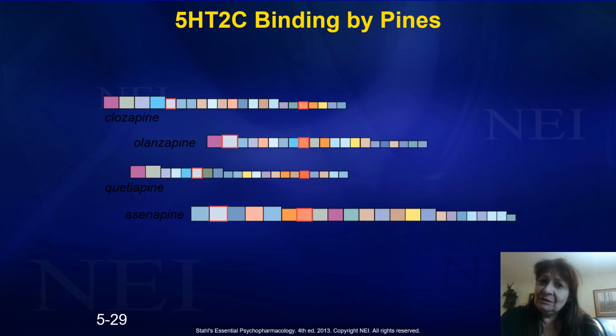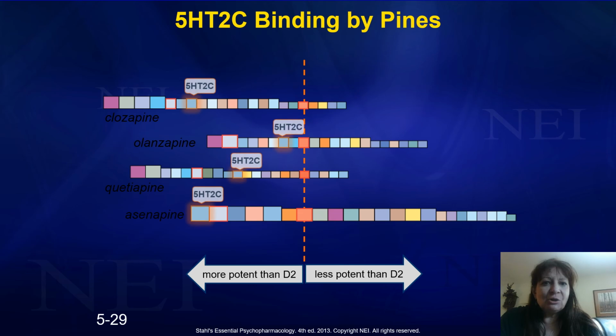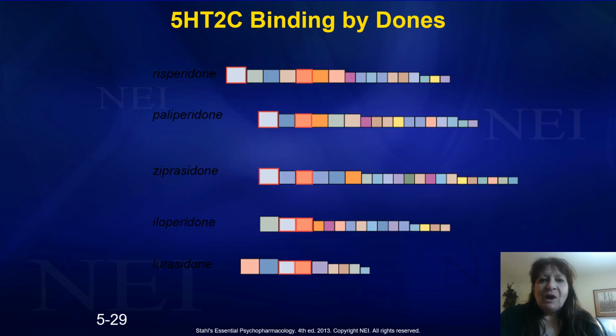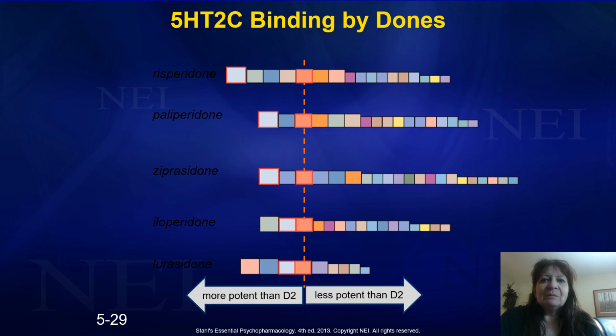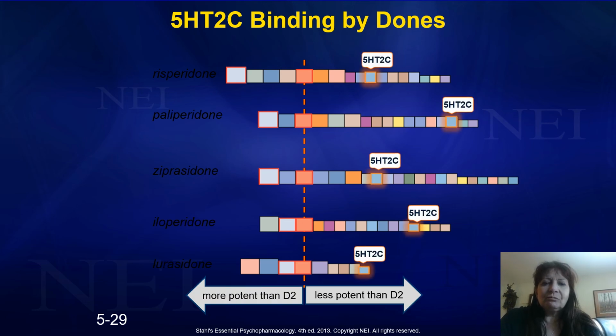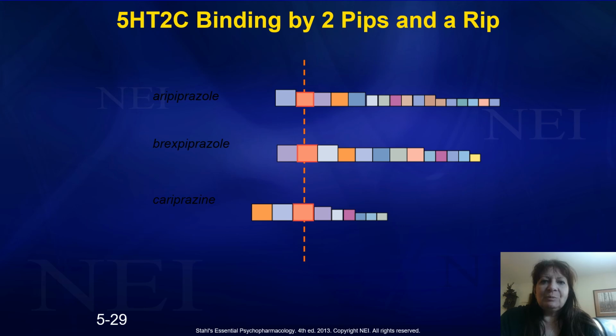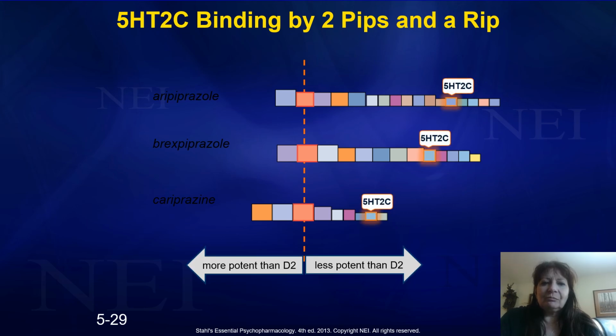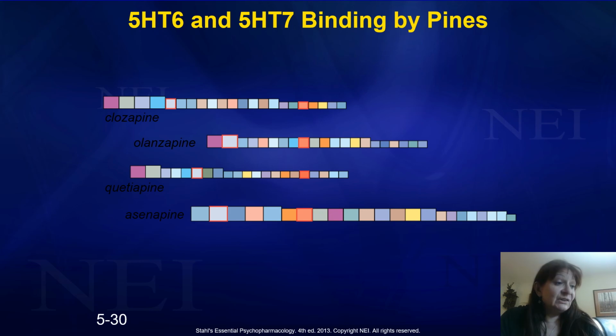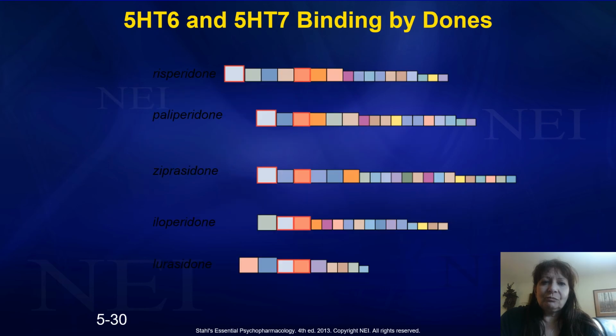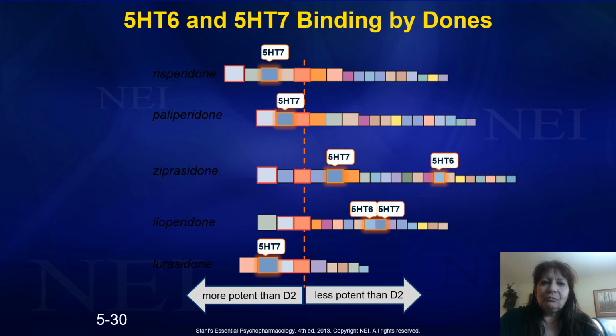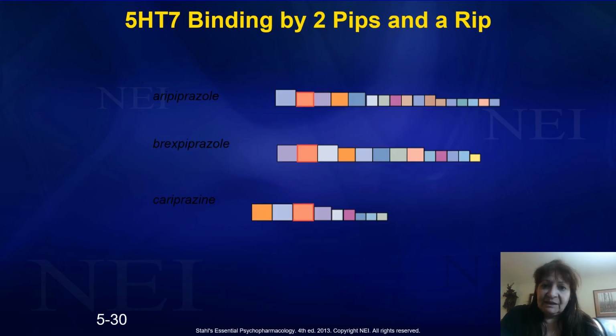And 5-HT2C, same principles, showing you the same processing going on. 5-HT2C binding by dones. And 2 pips and a rip. And there is also 5-HT6 and 5-HT7. Here are the penes, the dones. 5-HT7, if you recall, is believed to have some benefit on cognition.